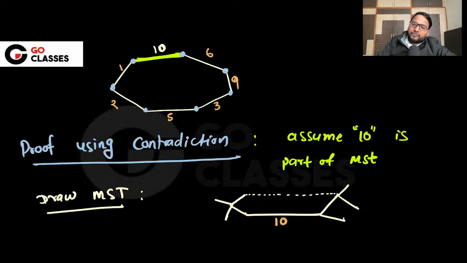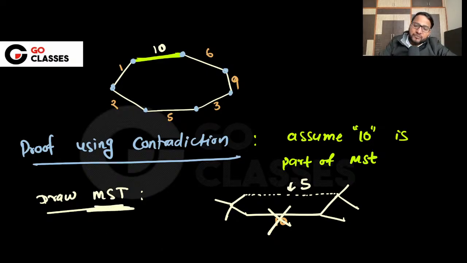I mean, basically, since 10 is a part of a cycle also in the complete graph, in the original graph, that is why there is one more edge. There is one more edge, right? Now, since 10 is the heaviest one, that is why this edge must be lesser than 10. Suppose this edge is 5. So can I not remove this 10 and have this 5 and still have the MST? Isn't it? So that is why the original was not MST.